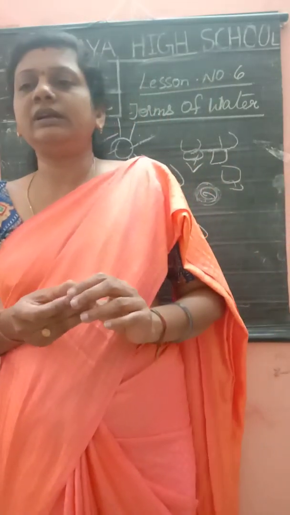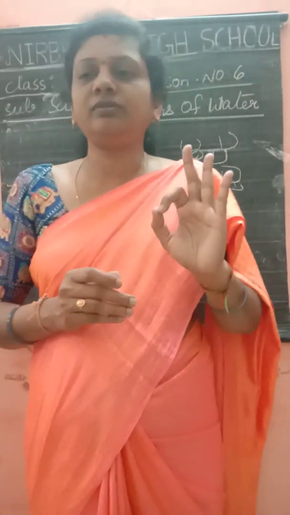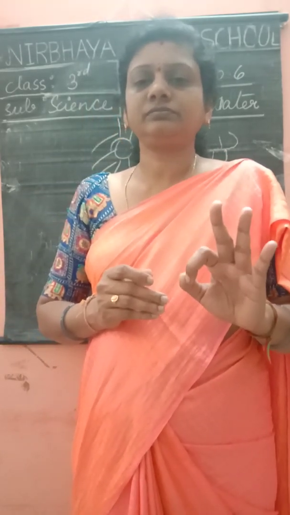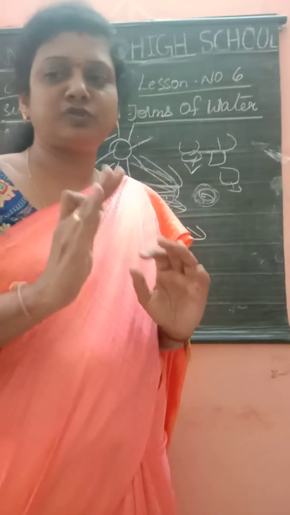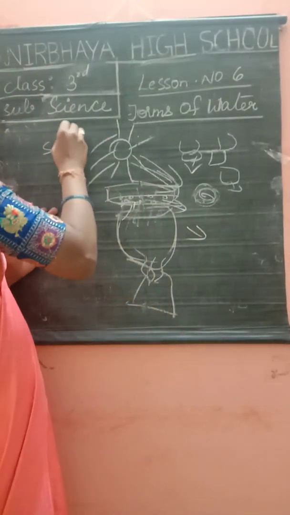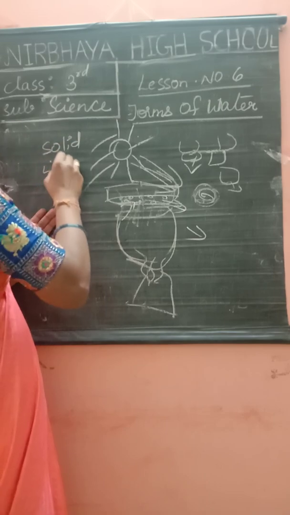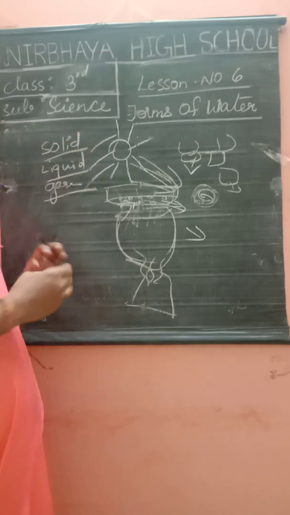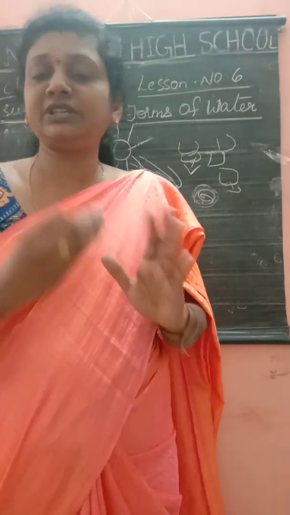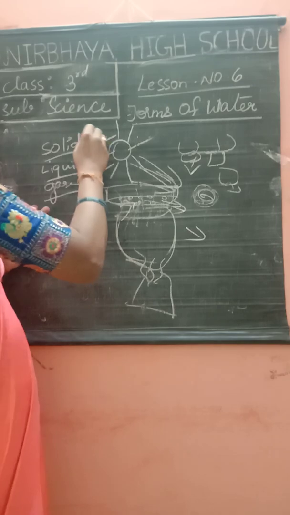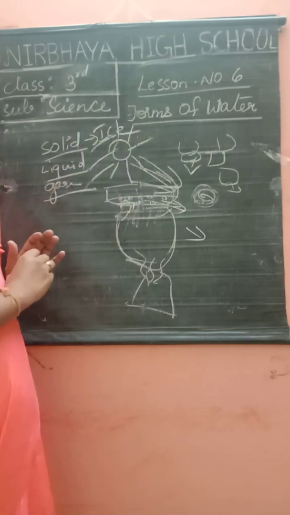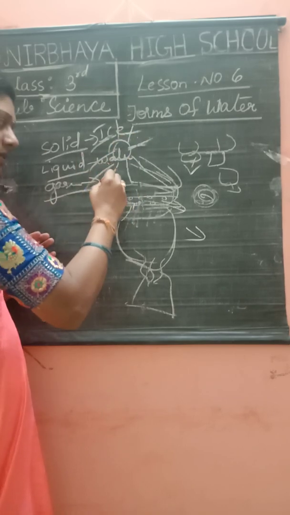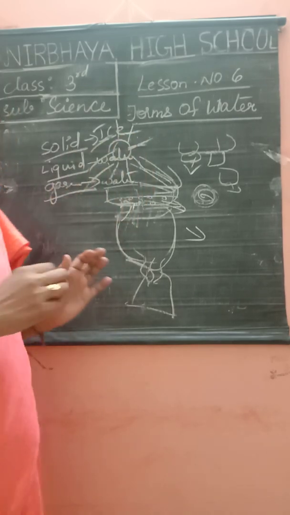Let us now learn about the three forms of water. Three forms means solid, liquid, and gaseous. Which one is for solid? The water, ice. And liquid, water. Gaseous, water vapor. Okay.